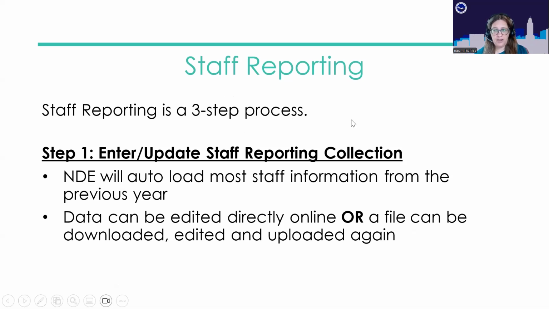So staff reporting itself is kind of a three-step process. One, you're going to go into your staff reporting collection, as we talked about. It's going to auto-load most of the information, and you're going to update individually, or you're going to do a file upload. There are also some errors in staff reporting. So after you've done your updates or your file upload, go back in there and make sure that all those errors are cleared out for your staff. Staff that are not in error will appear green. Staff in error will appear red.